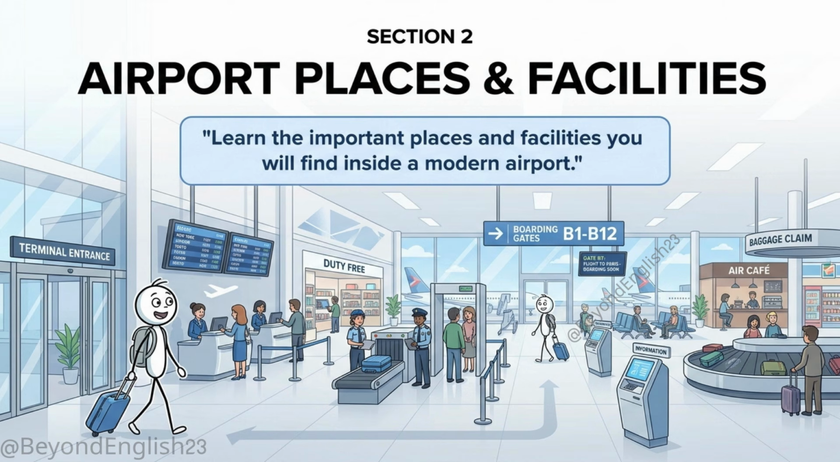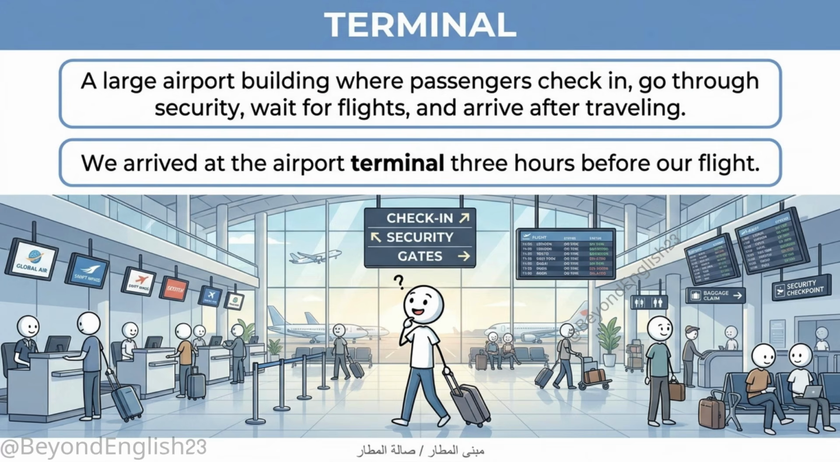Airport places and facilities. 1. Terminal. A terminal is the main building in an airport, where passengers check in, go through security, wait for flights, arrive after landing, and access different airport services. Large airports may have several terminals for different airlines or destinations. Example, we arrived at the airport terminal 3 hours before our international flight.